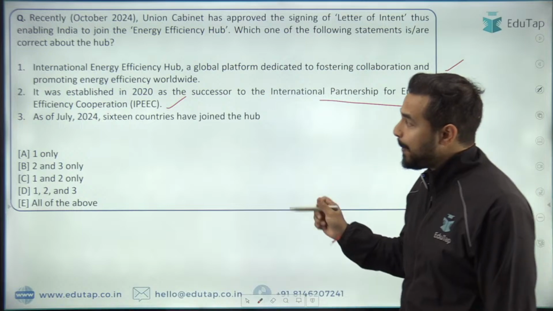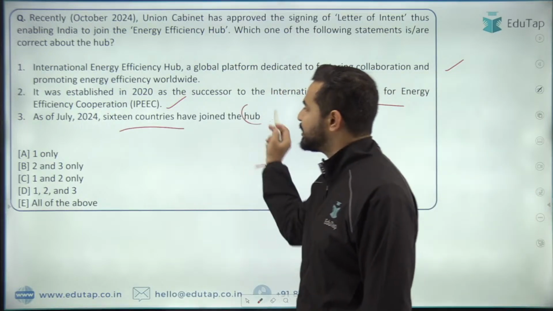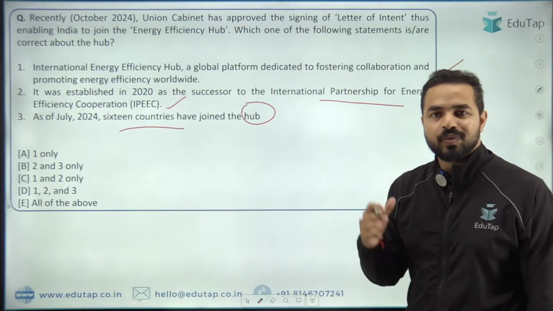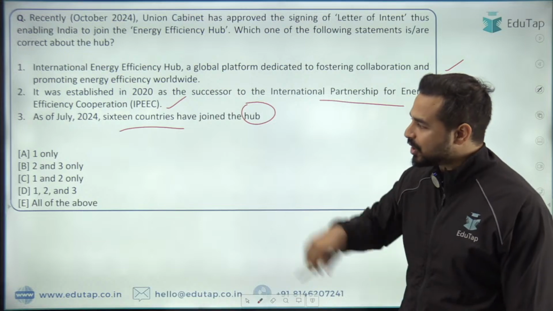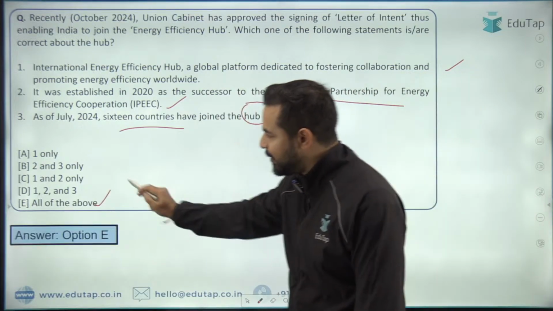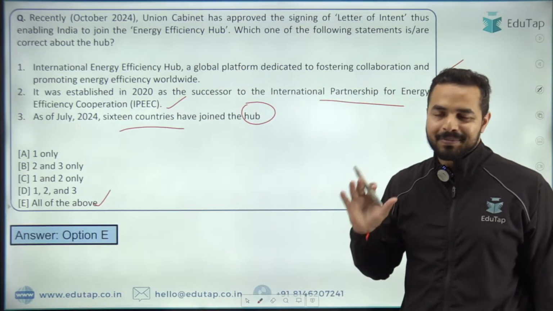2024 तक यहाँ पर total 16 countries हैं which have joined this hub. So this is also right. So which of the following is the correct statements here? So क्या आंसर रहेगा? Option E, all of the above, as all the statements which are mentioned are absolutely right.